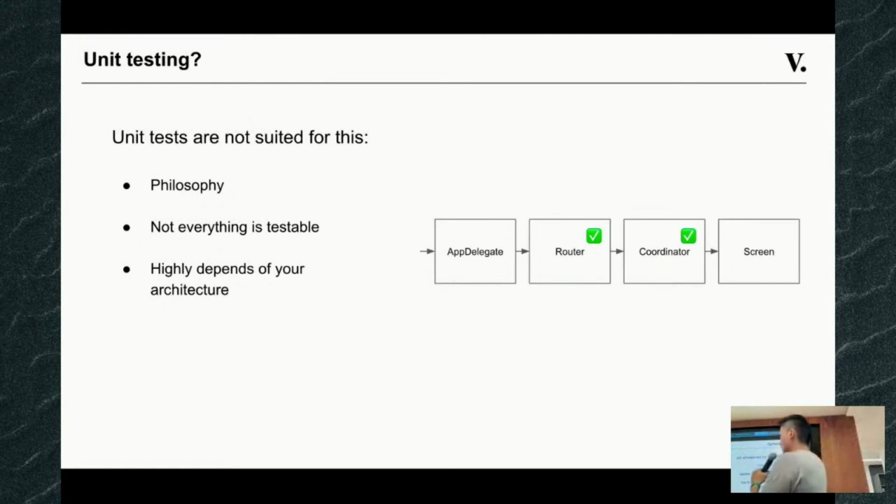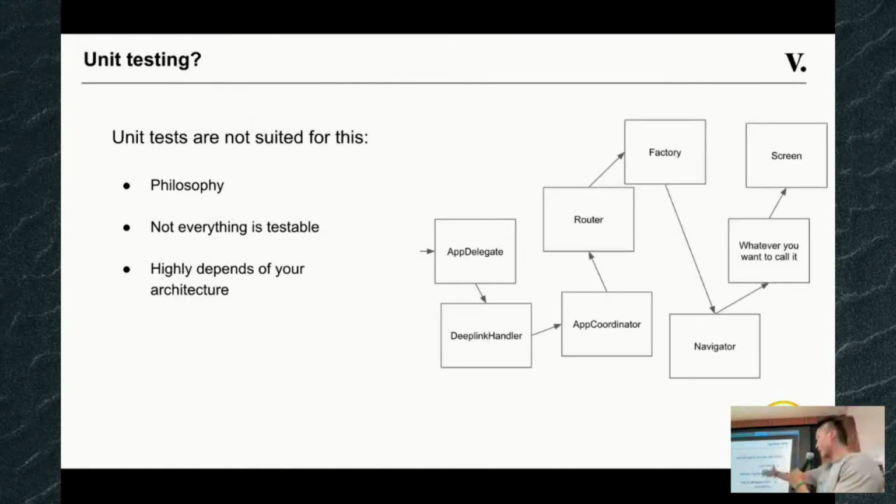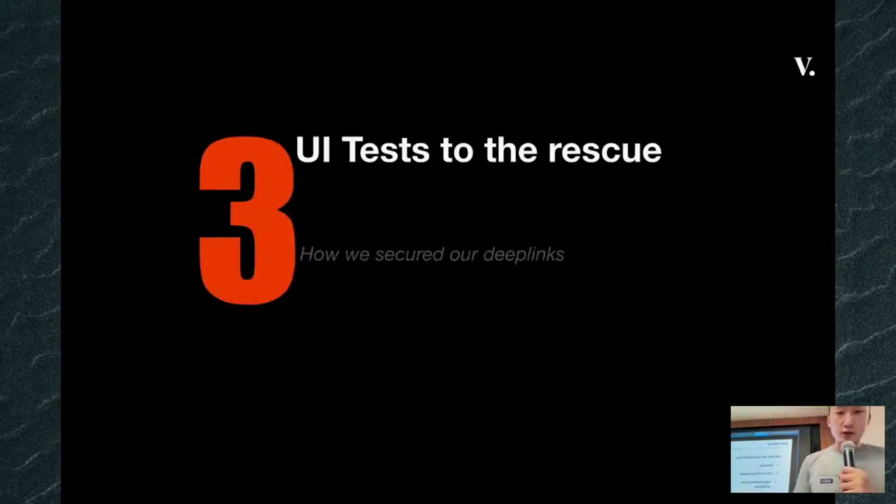You have the app delegate and some router, coordinator on the screen. You can write tests for the router and the coordinator, and that's it. But at the end, the flow is still not tested. And that's for the easy case. Your app looks maybe like this, with tons of different things: deep link handler, app coordinator, router, factory, navigator, whatever you want to call it. Then the screen. Here, if you want to spend time to unit test all of this, if it's not already done, good luck. So, UI test to the rescue.